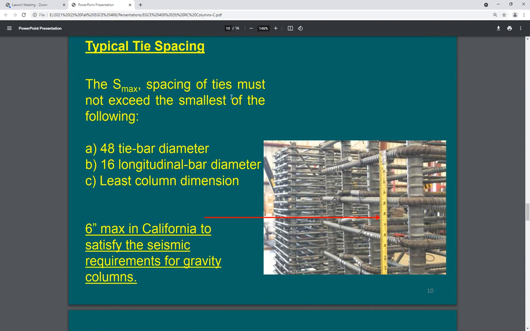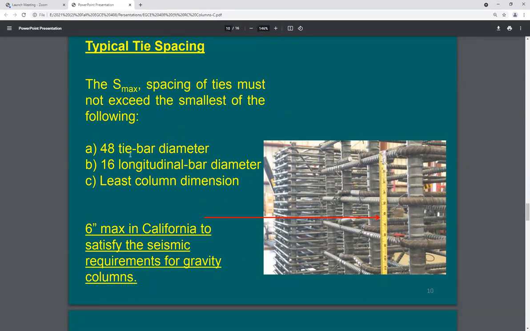The maximum spacing allowed is going to be based on these three items, and in California, it's going to be this fourth one. So the first one says 48 tie bar diameters. Let's say the tie itself is going to be number 4. How much is 48 times the bar diameter in inches? For number 4, the rebar size is going to be 1/2 inch. So the spacing, based on the first condition, is 24 inches.